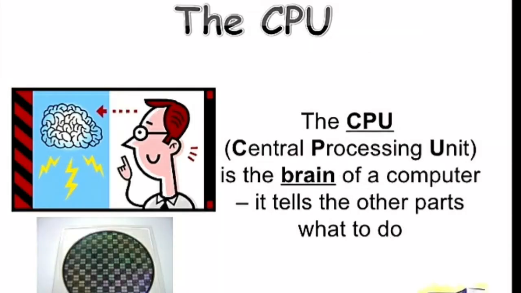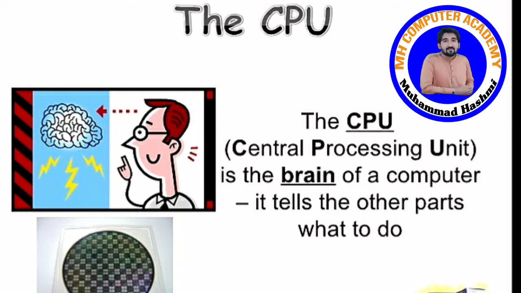So what is CPU? The CPU is the abbreviation of Central Processing Unit, and CPU is the brain of a computer. It tells the other parts what to do, just like the brain of a human. So CPU plays a very important role in a computer like a brain of a human.